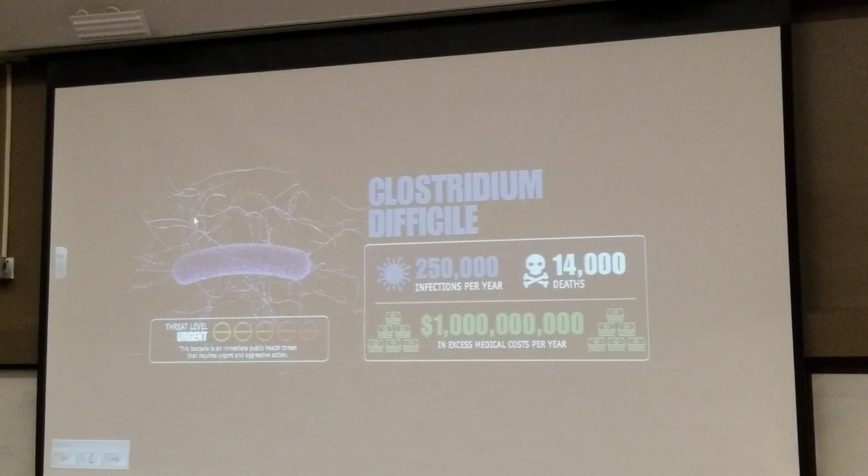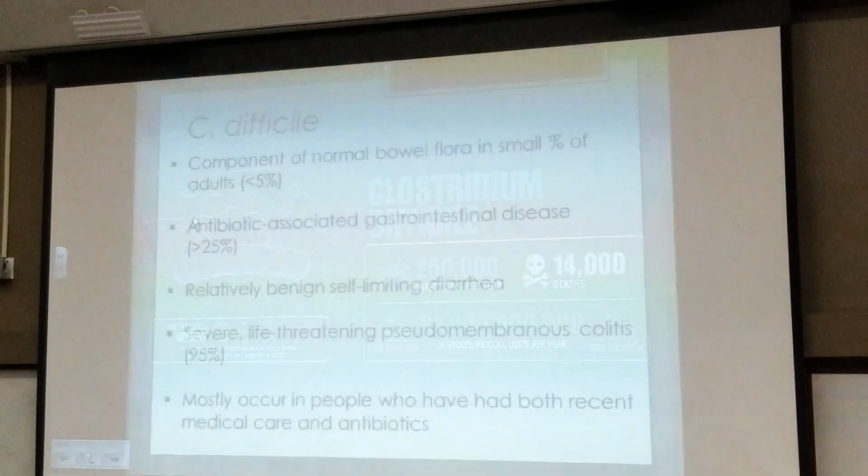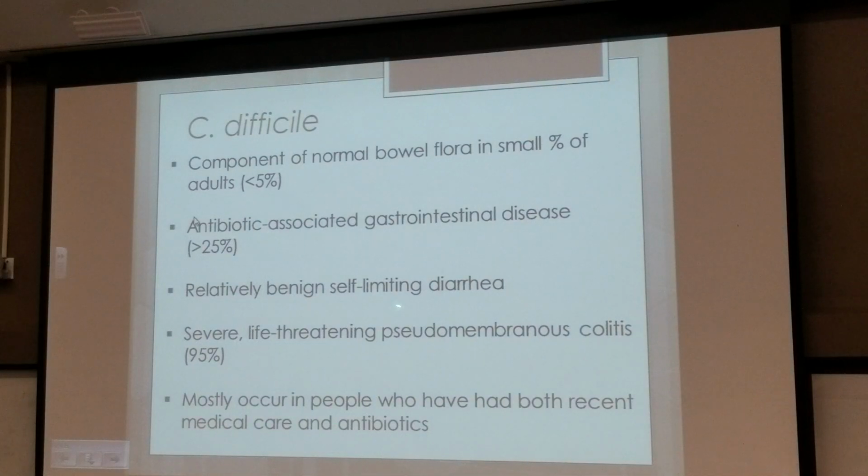Right. This is one that's selected for by the use of antibiotics. So that's what's really key about Clostridium difficile, right? Antibiotic-associated gastrointestinal disease can range from self-limiting diarrhea to life-threatening pseudomembranous colitis. And what antibiotics were the 2 key ones that we mentioned?